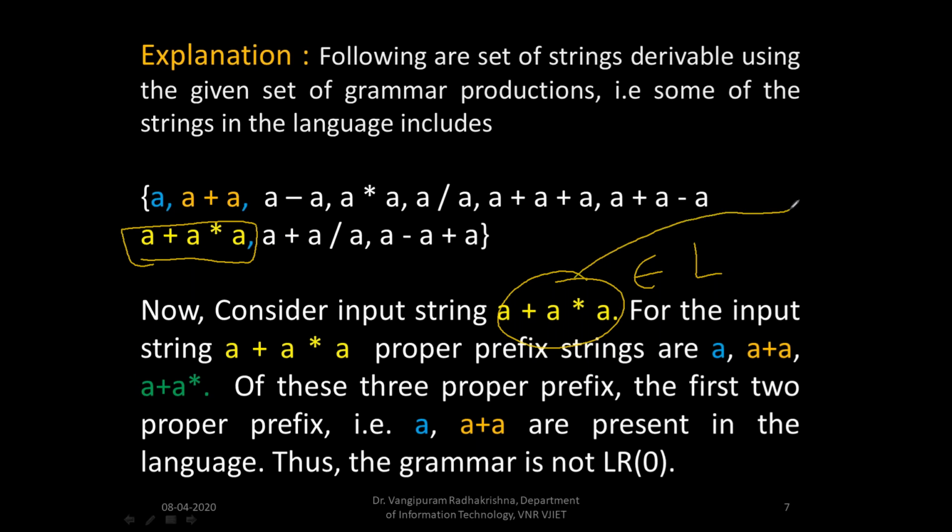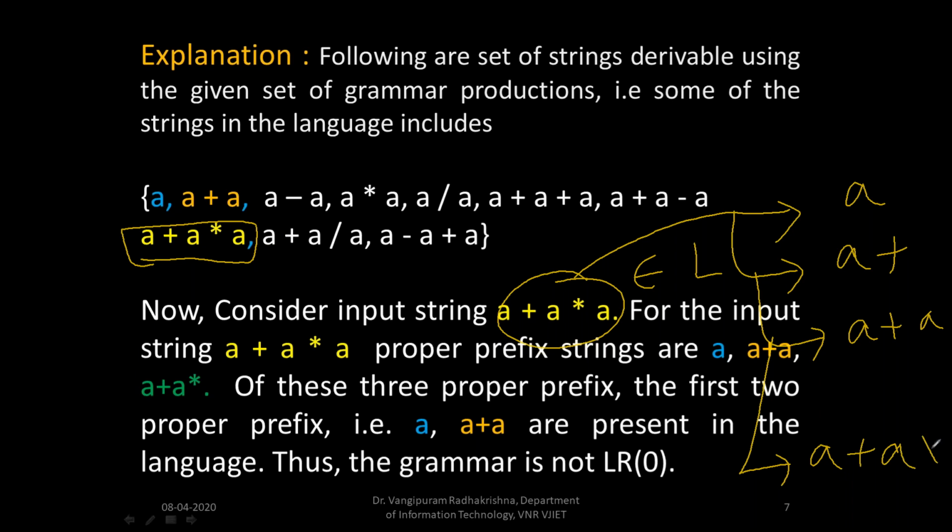So the possible prefixes for this input string would be: string of length 1, which is a; string of length 2, a plus; string of length 3, a plus a; string of length 4, which is a plus a star. And if you go for string of length 5, it would be the entire string itself, so discard that one. But these are proper prefixes which are available. From these proper prefixes, try to find out the possibility of these strings belonging to the given language.